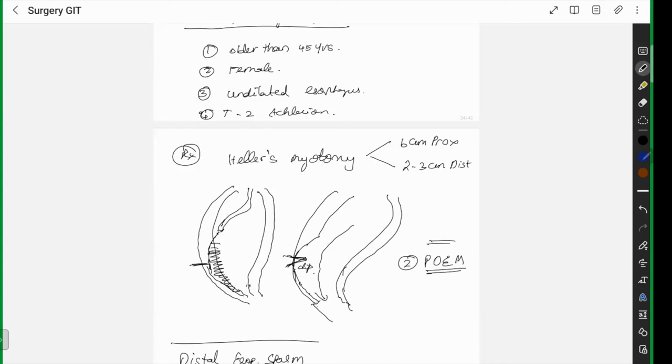POEM is about the circular muscle; you're going to cut down the muscle. Percutaneous, esophageal, endoscopic. I have left only one word, and that word is also on this screen itself. Myotomy, exactly. Percutaneous esophageal endoscopic myotomy. It is the full form.